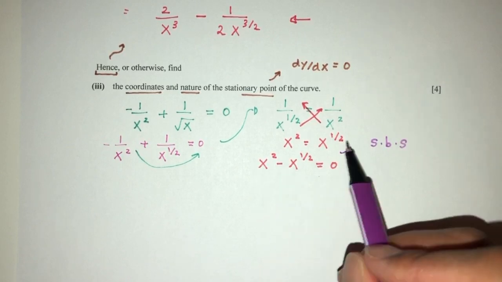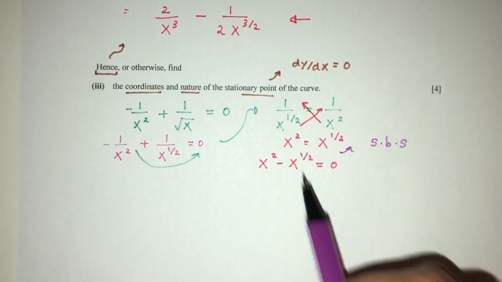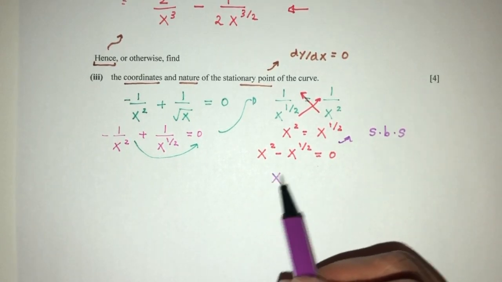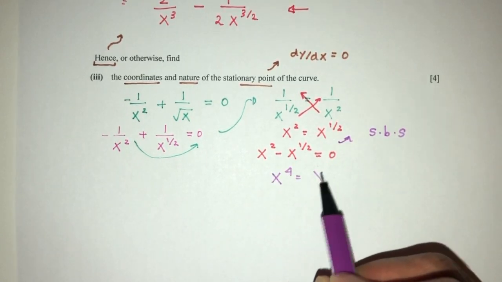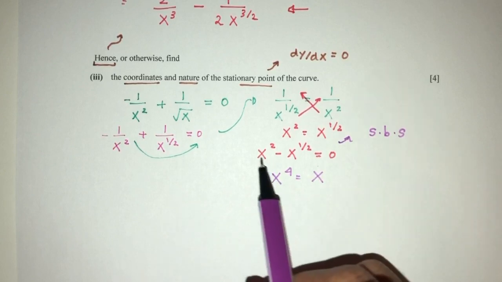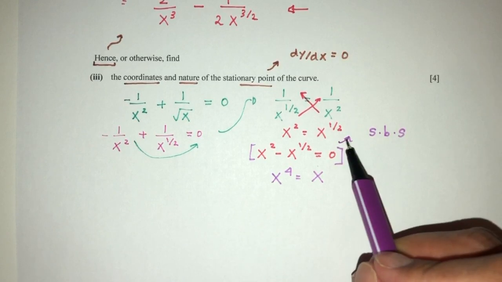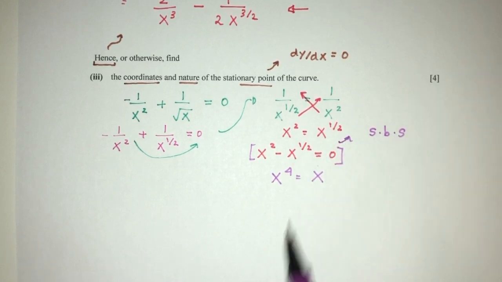Let's forget about this step and do this here because it is much easier to understand. If you square both sides on this step, you will have what? You will have x power 4, that will be x. That makes sense, right? I don't want to confuse you guys. Let's just continue from here. Square both sides, you will have this.